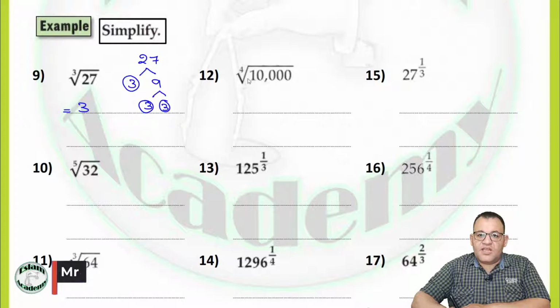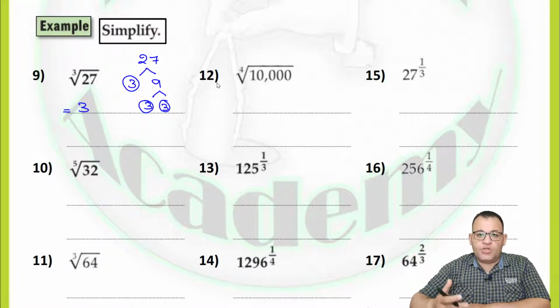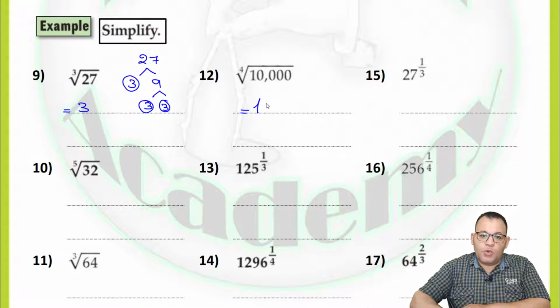The fourth root of 10,000. If we have 100, 1,000, 10,000, 100,000, and so on, we go according to the number of zeros. If you need the square root, divide the number of zeros by 2. If you need the cubic root, divide the number of zeros by 3. If you need the fourth root, divide the number of zeros by 4. So we write 1 first. We have 4 zeros, and 4 divided by 4 equals 1, so I will write just 1 zero. So the answer will be 10.